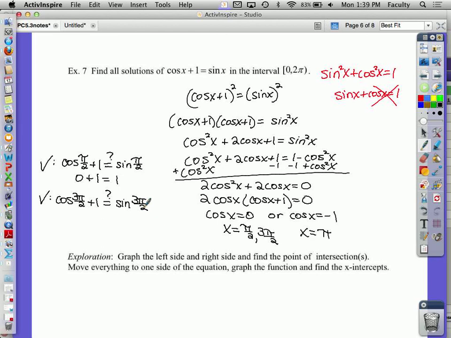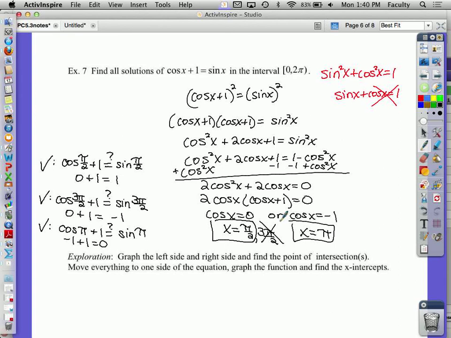Why are we checking 3 pi over 2 if it's outside of our, never mind. Yeah, 3 pi over 2 is inside 0 to 2 pi. It's okay. All right, so this is 0 plus 1, but what's the sine of 3 pi over 2? It's negative 1. That one doesn't work. And the solution pi does work. So be careful with the technique of squaring both sides, that you do have to check it.